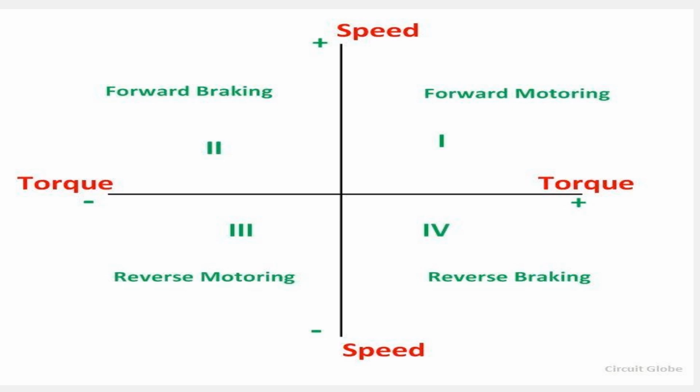When it is lying in the second quadrant, that means forward braking, the torque is negative and the speed is positive. When it lies in the third quadrant, the torque is negative and the speed is also negative. When it lies in the fourth quadrant, the torque is positive and the speed is negative, so it is called reverse braking. So these are the four quadrant operations in electrical drives.